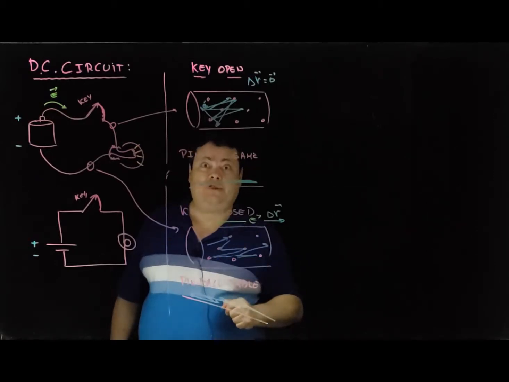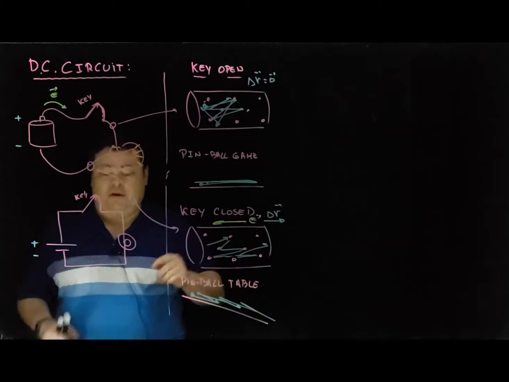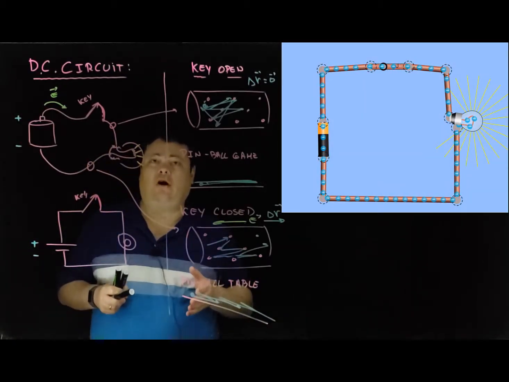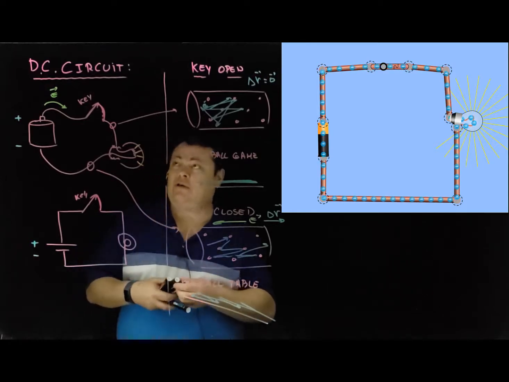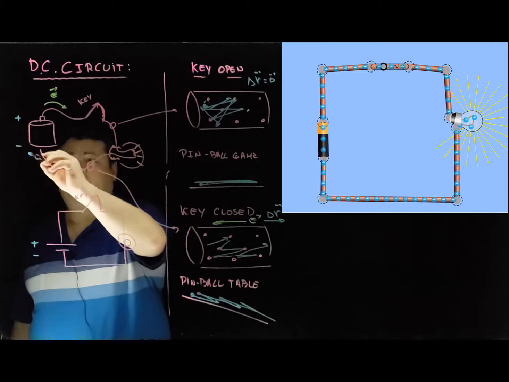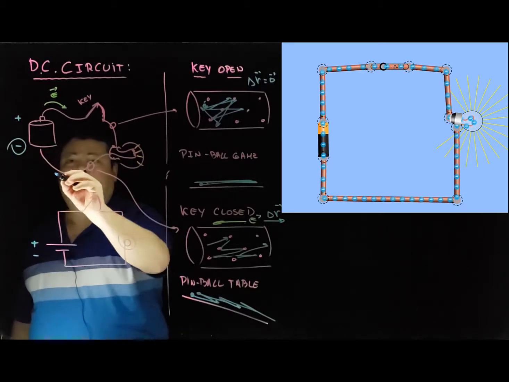Let's be very careful with this here now. The computer simulation is showing us now the actual motion of electrons. And those electrons are moving against the electric field from the negative pole to the positive pole.